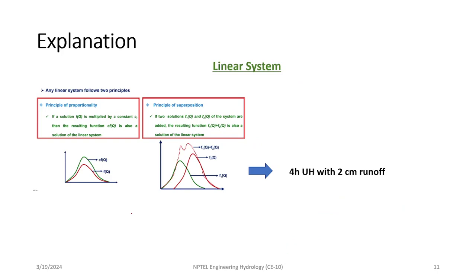Thank you. Just for your information, linear response, which we were talking about, was the assumption. So the principle of superposition is the principle used for deriving such a situation. If we have two solutions f1q, f2q on the system and they are added, then the resulting function f1q plus f2q is also a solution of the linear system. You can see there is one graph in different colors, and then it is getting added up, so we are coming up with f1q plus f2q. That's why we are getting a 4 hour unit hydrograph with 2 centimeter runoff.